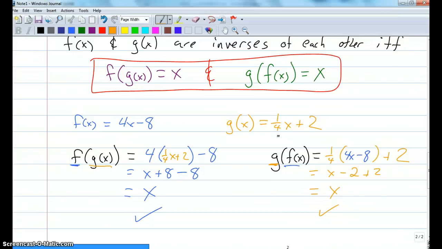Why? Well, here's the thing. I'm going to be honest. This just gives us an excuse to do more of these composite functions. But next year in pre-calculus, this is going to be a big deal.